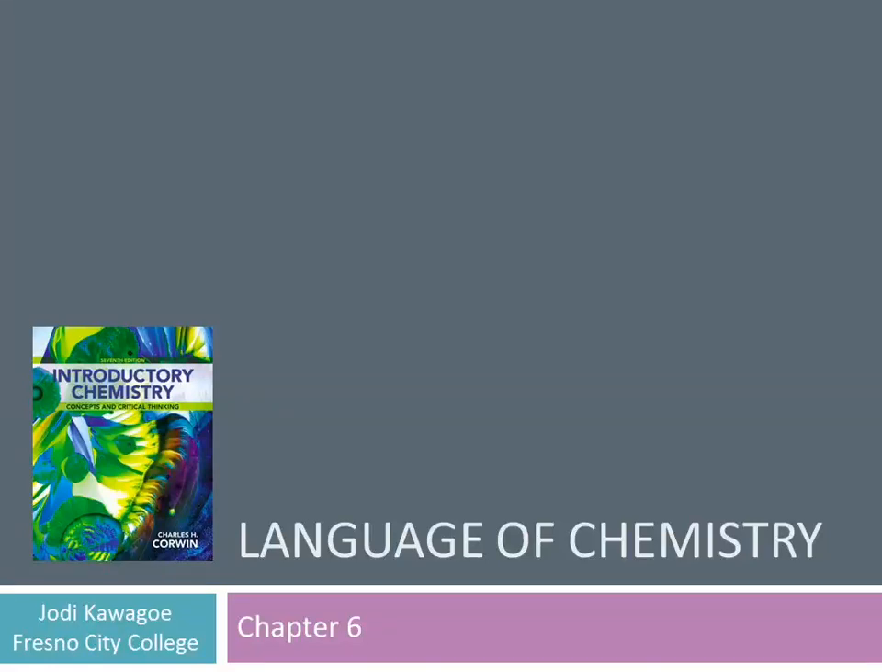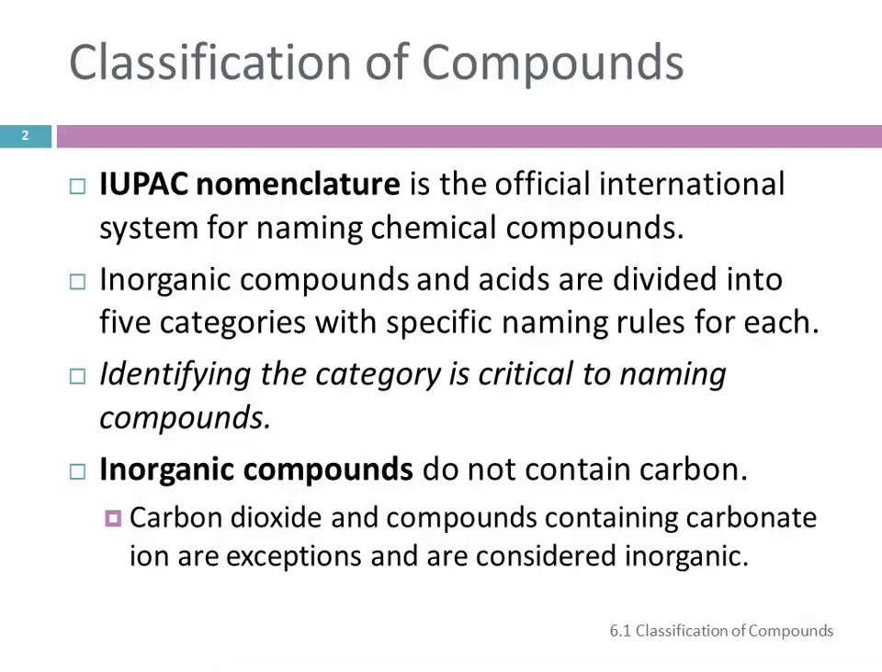Chapter 6 is titled The Language of Chemistry. This chapter has to do with naming compounds and writing formulas for compounds. It's also called nomenclature. Nomenclature is a system of naming. So IUPAC nomenclature is the official international system for naming chemical compounds. IUPAC stands for International Union of Pure and Applied Chemistry.